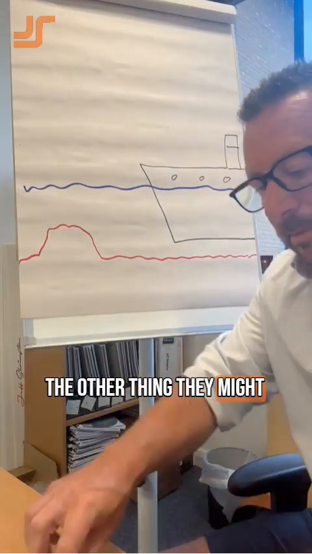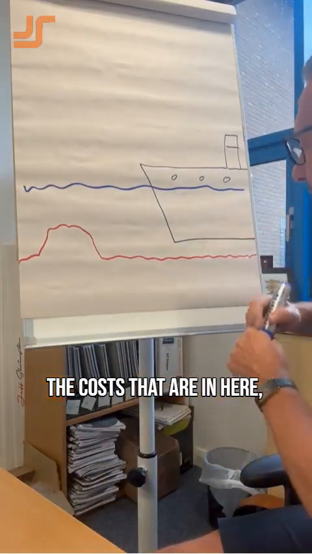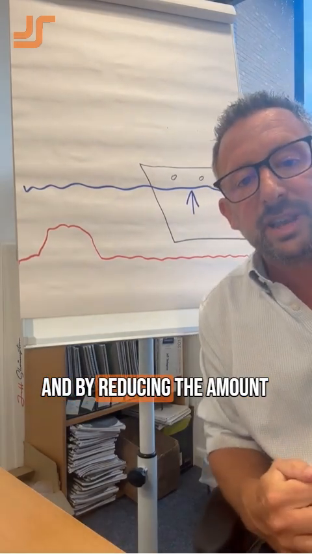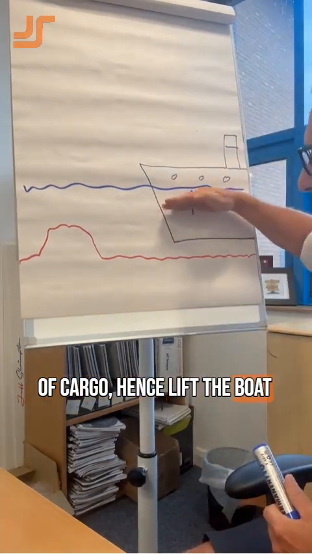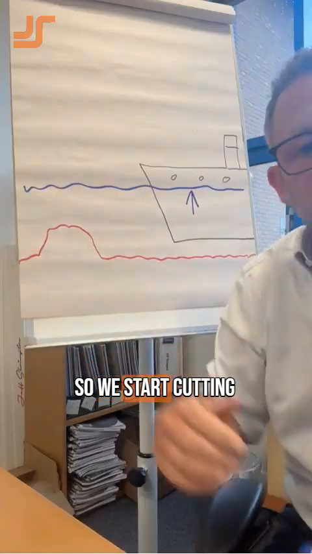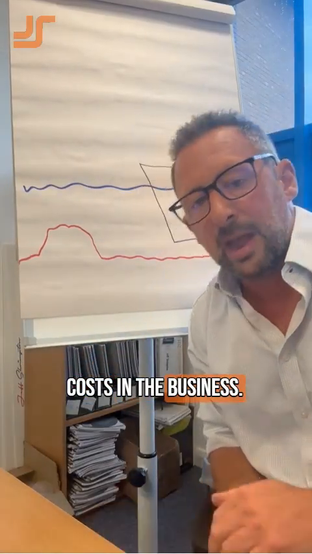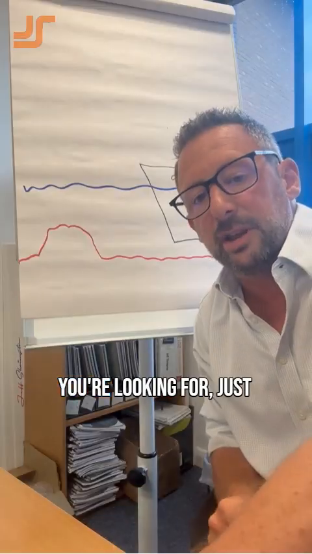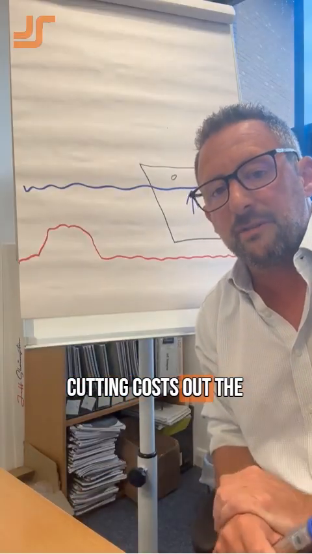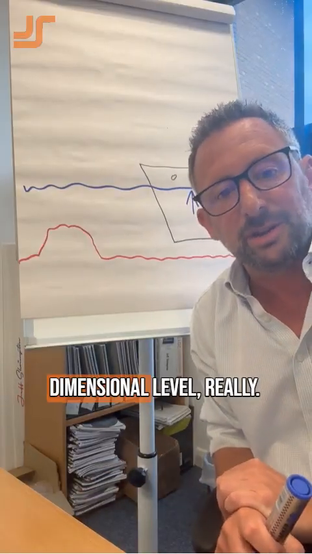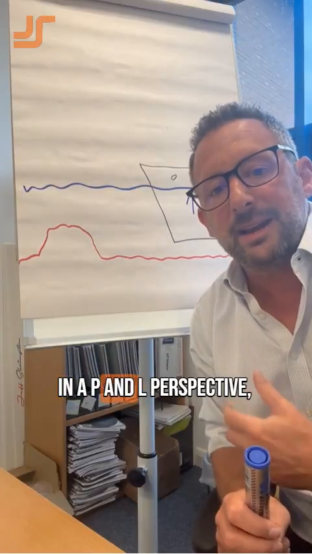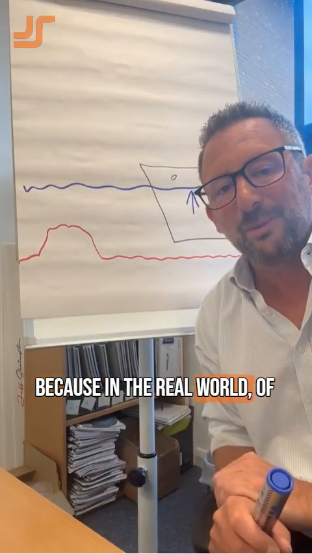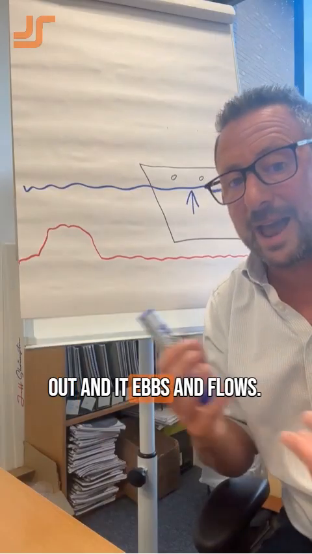The other thing they might think about is the costs that are in here, the cargo that's in the boat, and by reducing the amount of cargo, lift the boat up so it will get over there. So we start cutting costs in the business. Now, that will definitely help, but it doesn't always give you the answer that you're looking for, just cutting costs out of the P&L, because you're looking at it at a two-dimensional level, really, in a P&L perspective, which is actually theoretical. Because in the real world, of course, money moves in and out and it ebbs and flows.